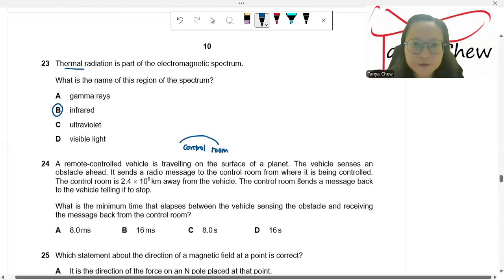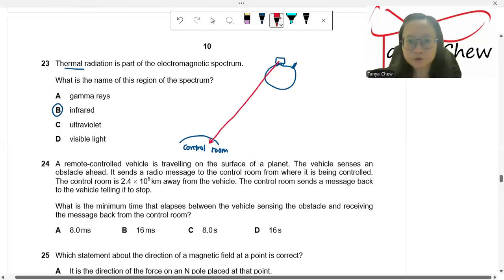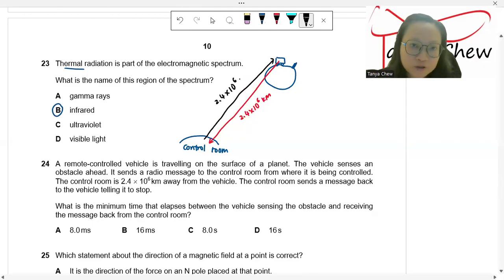So I would say maybe this is a different planet, where the control room is, and this is the vehicle. There's an obstacle in front, right? So this is another planet. This vehicle will send a signal to the control room, which is 2.4 times 10 to the power 6 kilometers away, and the control room will send back the signal. Can you see? To and fro, the same distance, back to the vehicle.